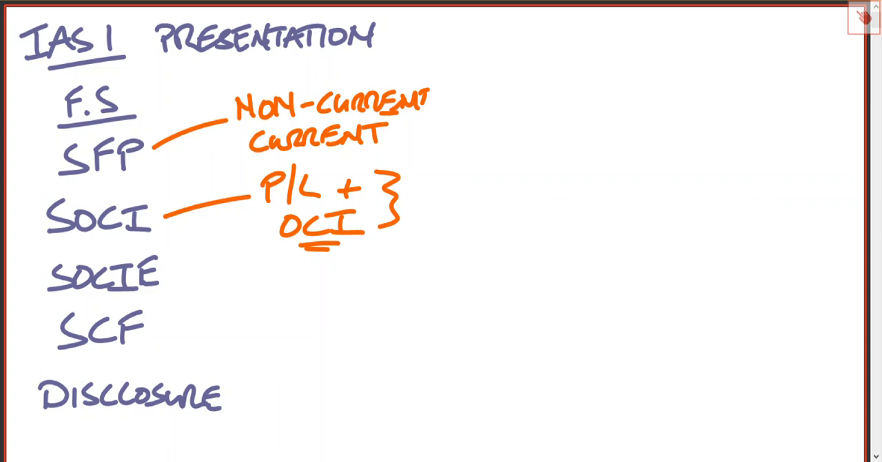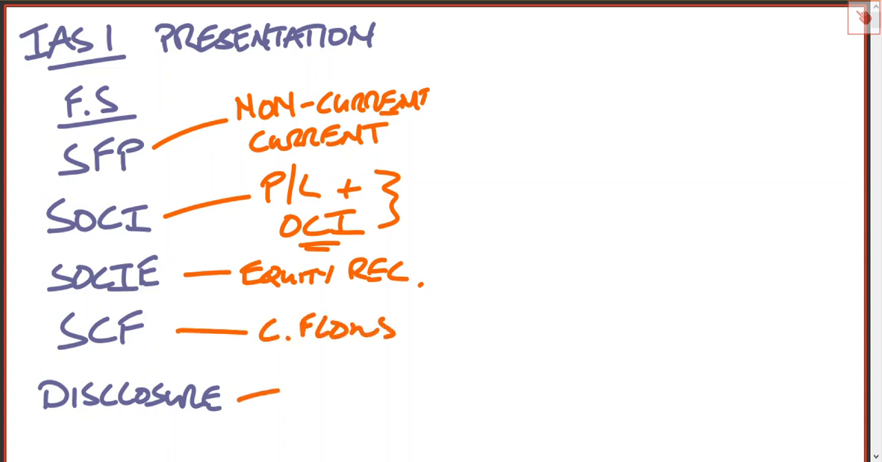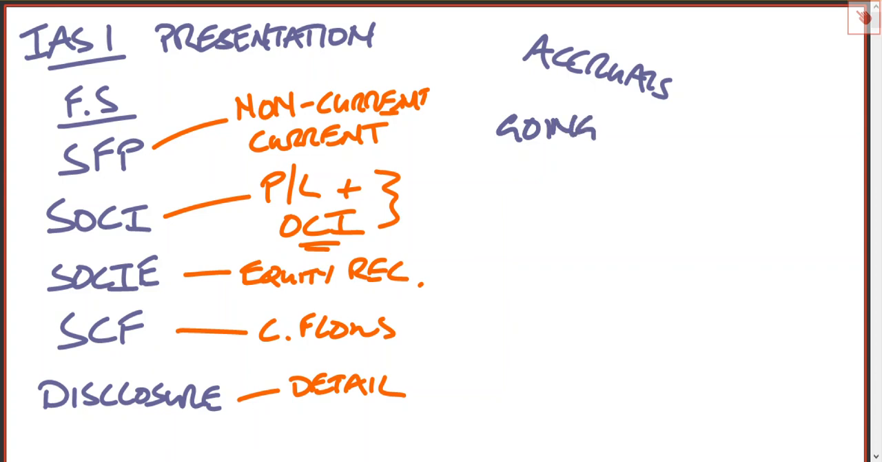Statement of changes in equity. Well, that's just your equity. I think of that as an equity reconciliation. Statement of cash flows, just looking at your cash flows, and all the disclosure notes need to give enough detail so that it's relevant to the users. Other concepts that you should be aware of that the examiner may well focus on, accruals concept is in there. Going concern is in there. So these are just overriding concepts.